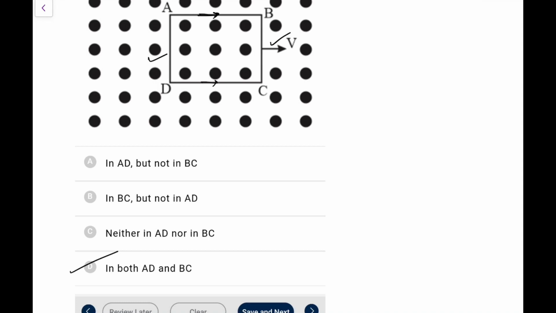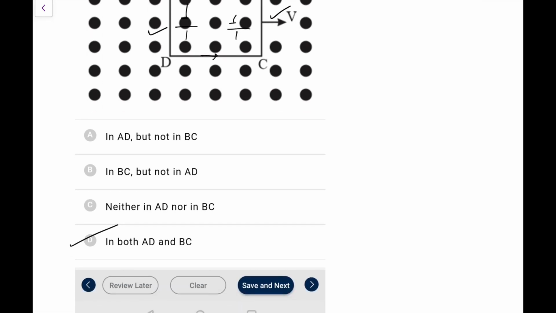That is the other case, that both will be in the same direction. Like v cross B, if you do it, it is coming towards you. So if you do this v cross B, both batteries will be like that, and if you add them up, the net will come out to be 0, but the EMF is induced in both.